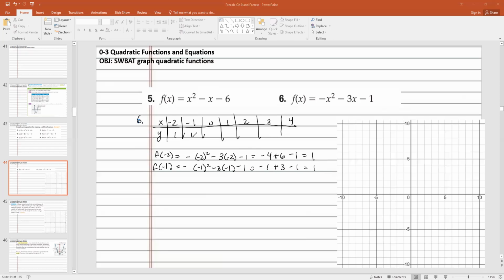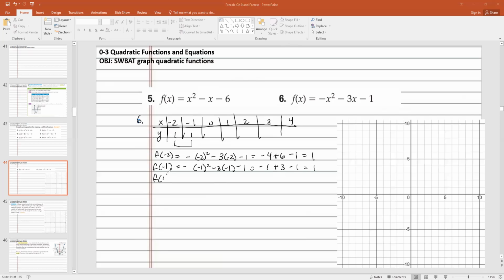Hey, look at that. Lining up already. There's our symmetry. So notice how those are right next to each other. Those are the same y values and they're right next to each other. So that means our vertex is actually in between -2 and 1 somewhere. Where? We'll find out.